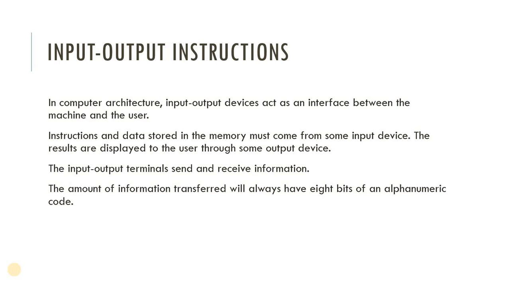So the input-output terminal sends and receives the information. Any kind of sending or receiving of information will be done through the input-output devices. The amount of information transferred will always be 8 bits of alphanumeric code. Why 8 bits? Because in our previous lecture we learned about the input and output registers, and the size of the input and output register is 8 bits. That is why we can transfer 8 bits of an alphanumeric code.